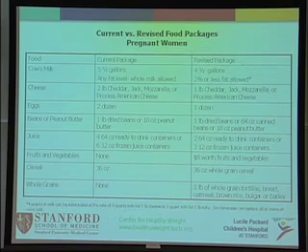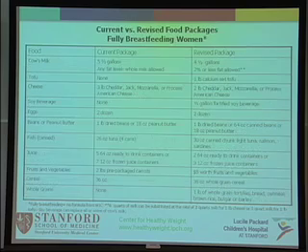And then you can see similarities for the food packages for pregnant women. Again, reductions in the higher fat, higher calorie, and here pregnant women are given $8 worth of vouchers for fruits and vegetables, another change, and an increase in whole grains.